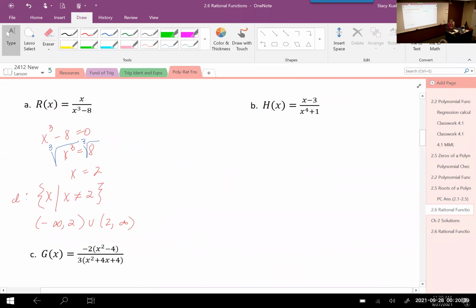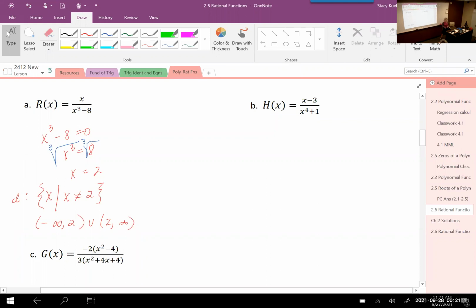What about this next problem over here? I have h of x is equal to x minus 3 over x to the 4th plus 1. Domains are about what possible values can go into the function, right? It's input values. x is, in this particular case, our independent variable. What values am I allowed to input into the function that then give me an output? And we know from over here, I'm not allowed to put a 2 in because it causes the function to be undefined, right? It gives me a 0 in the denominator.